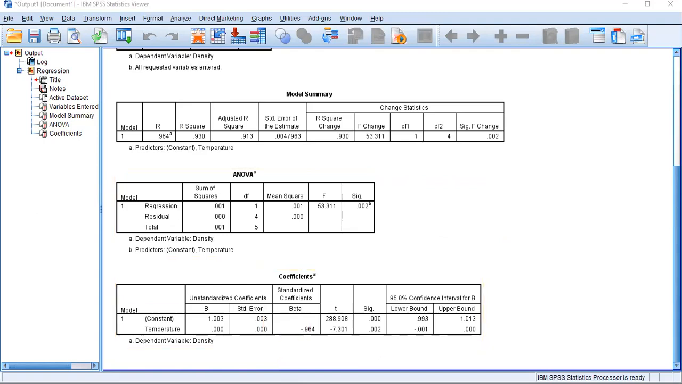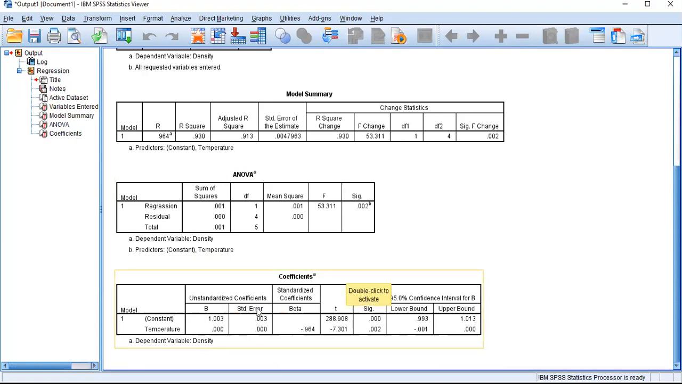So the first thing that the question says is to find the least squares and write down the equation of the line. So the regression of a line, right? We look at the coefficients table. We've got a column of B, right, which is under unstandardized coefficients. So you see, we have got your B, you've got your standard error.